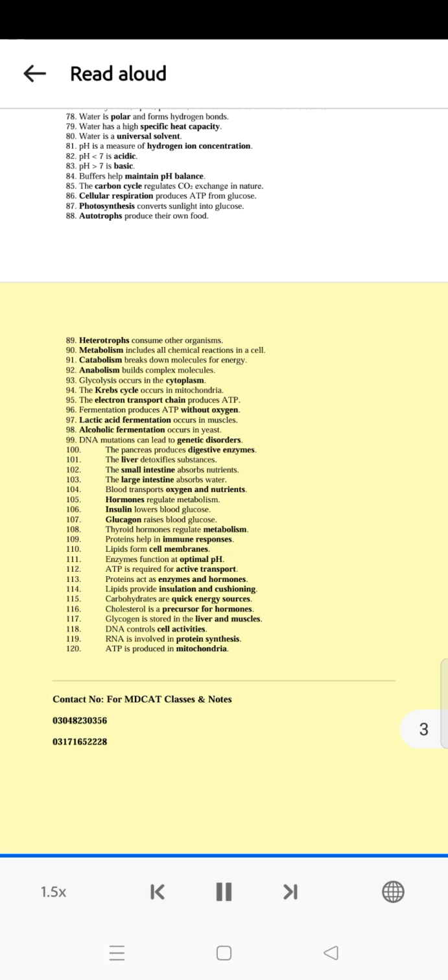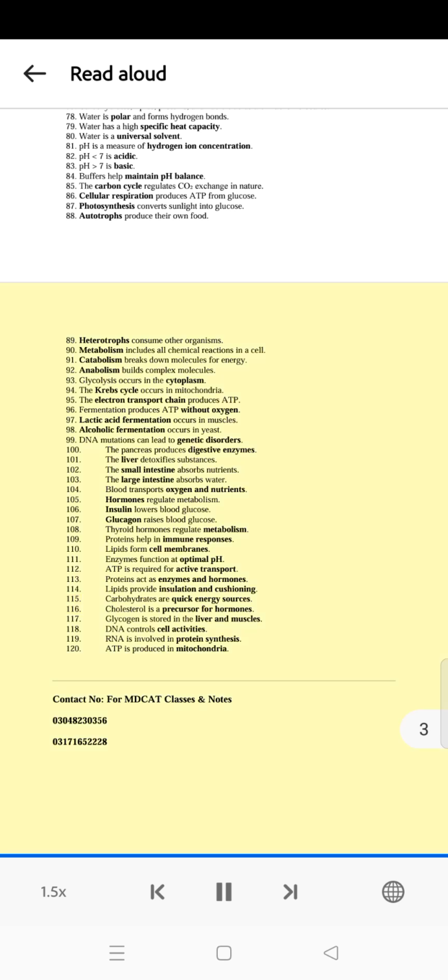Lipids form cell membranes. Enzymes function at optimal pH. ATP is required for active transport. Proteins act as enzymes and hormones. Lipids provide insulation and cushioning. Carbohydrates are quick energy sources.